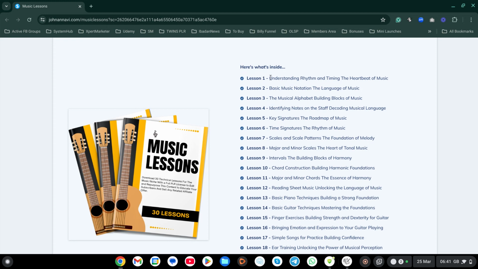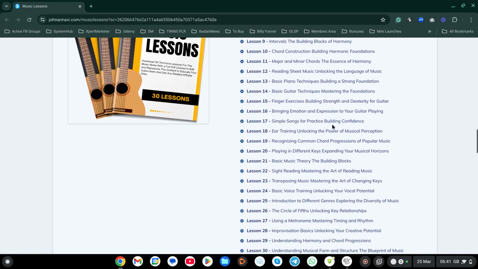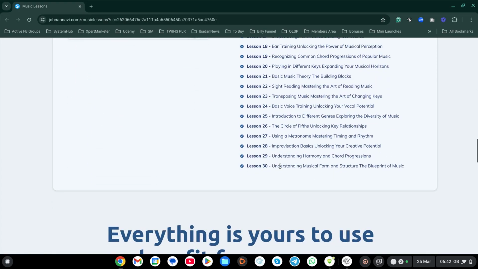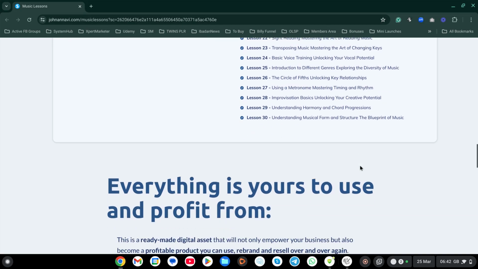You can see lesson 1, understanding rhythm and timing, the heartbeat of music. Lesson 2, basic music notation, the language of music. Lesson 3, the music alphabets, building blocks of music. And it goes all along to lesson 30, understanding musical form and structure, the blueprints of music.